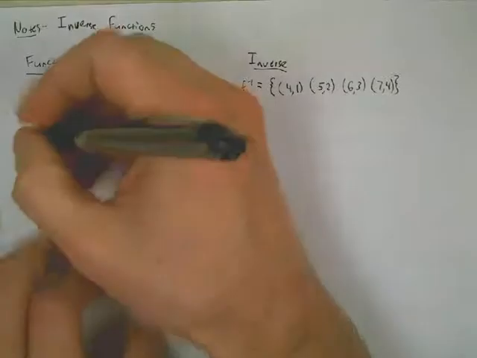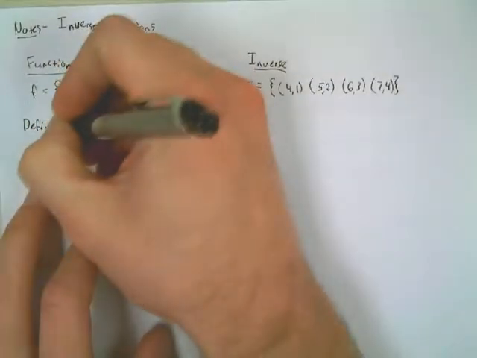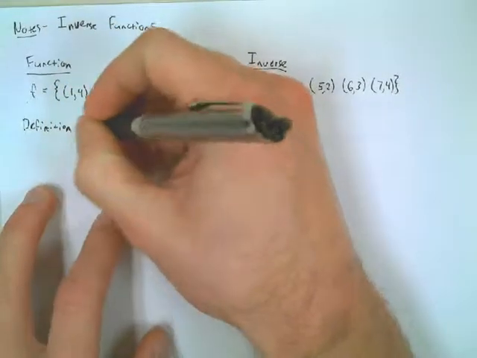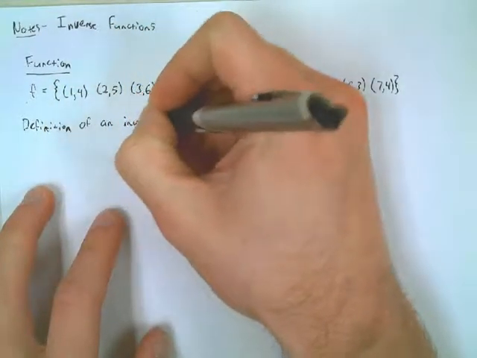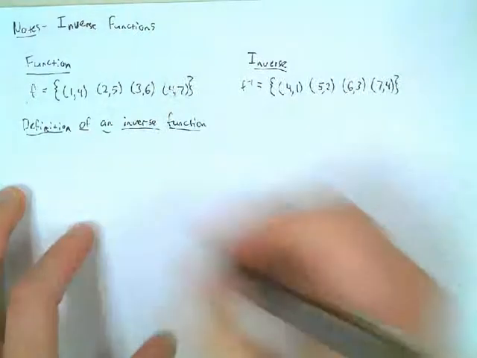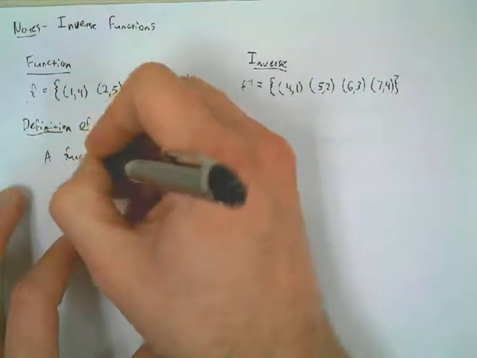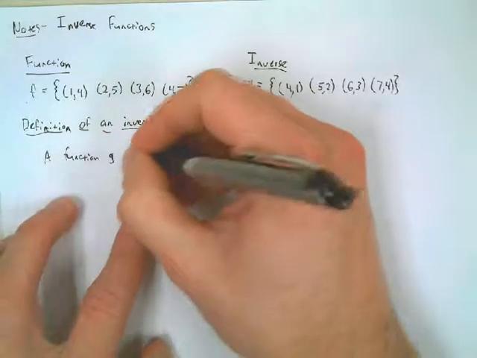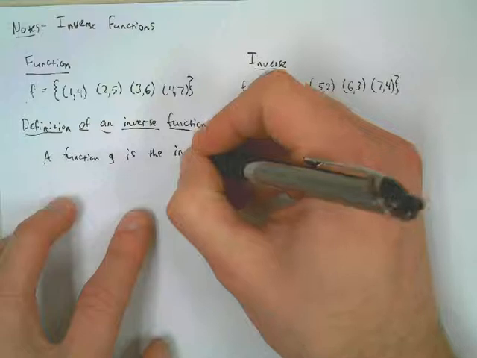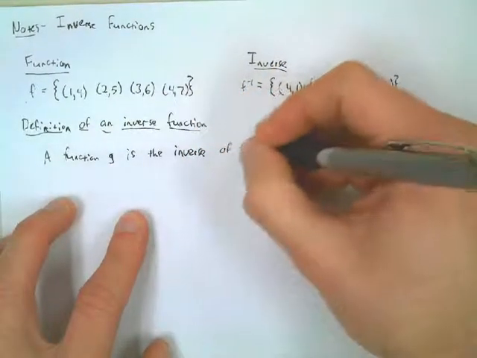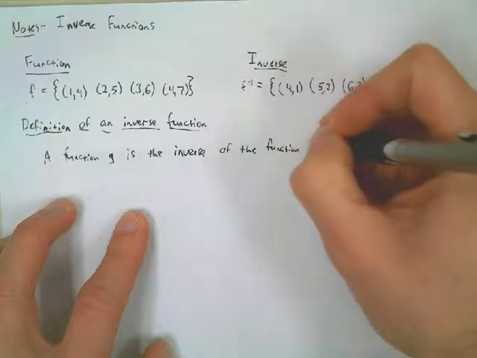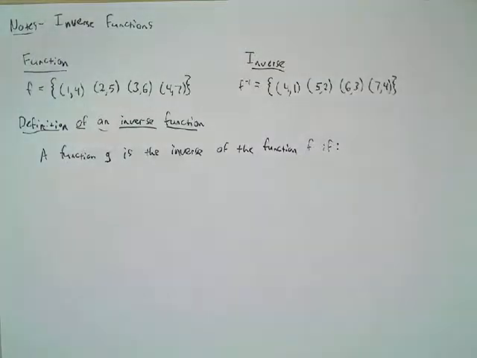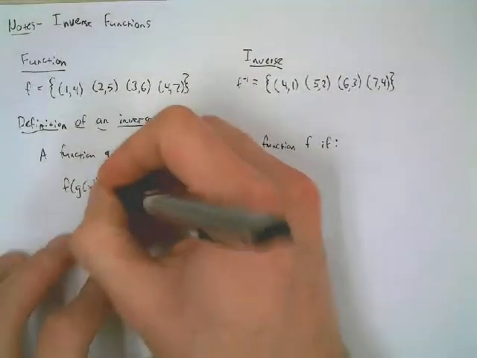So, the definition of an inverse function: a function g is the inverse of the function f if, again we're talking about a function g and a function f, we say that g is an inverse of the function f if f of g of x equals x.